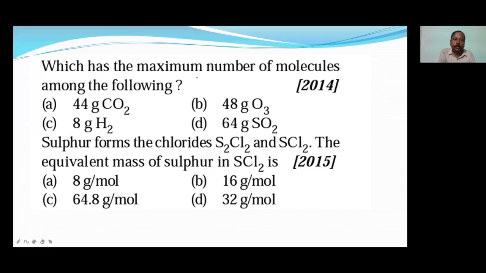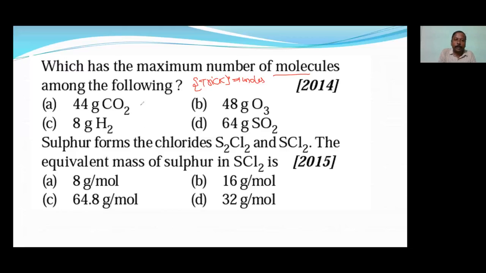The next question is: which of the following has the maximum number of molecules? Maximum number of molecules. I will tell you a direct trick. What is the direct trick? You will find out the moles. The question is about molecules. Sometimes they may ask about the number of atoms, and at that time you have to multiply with the atomicity.